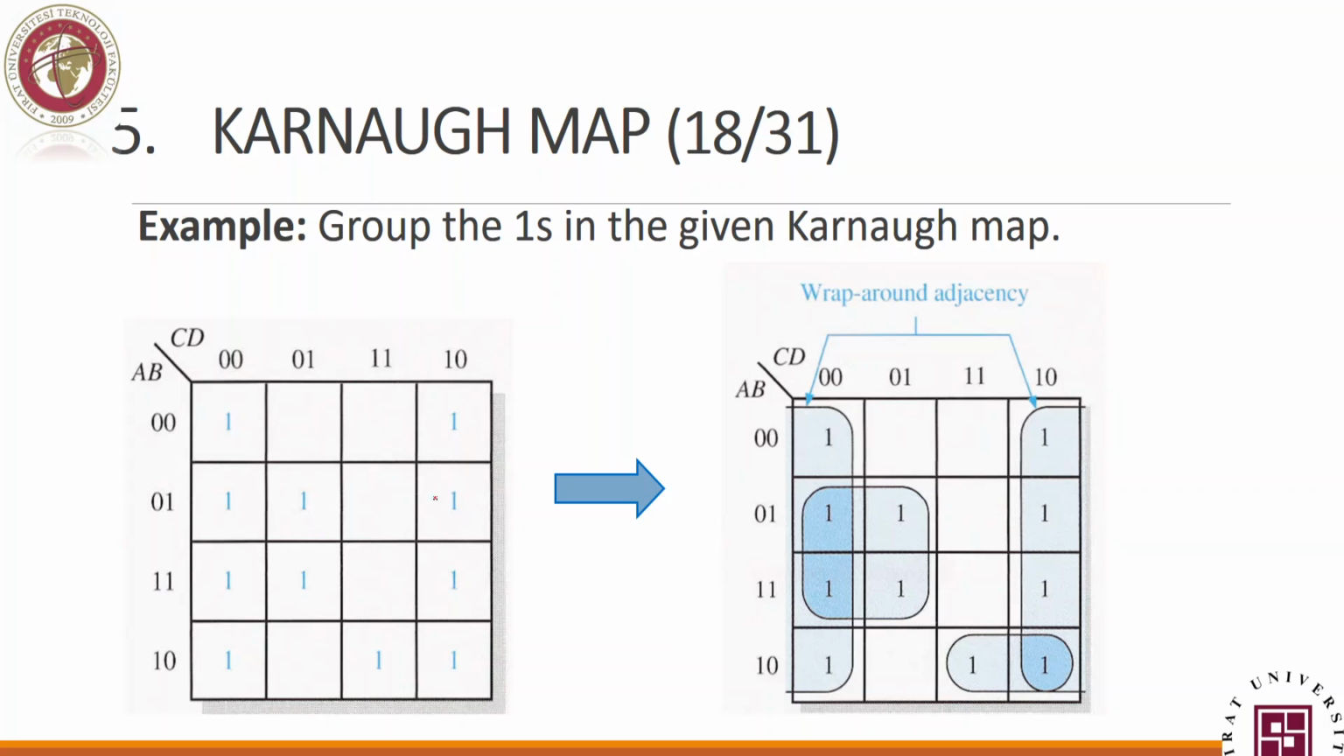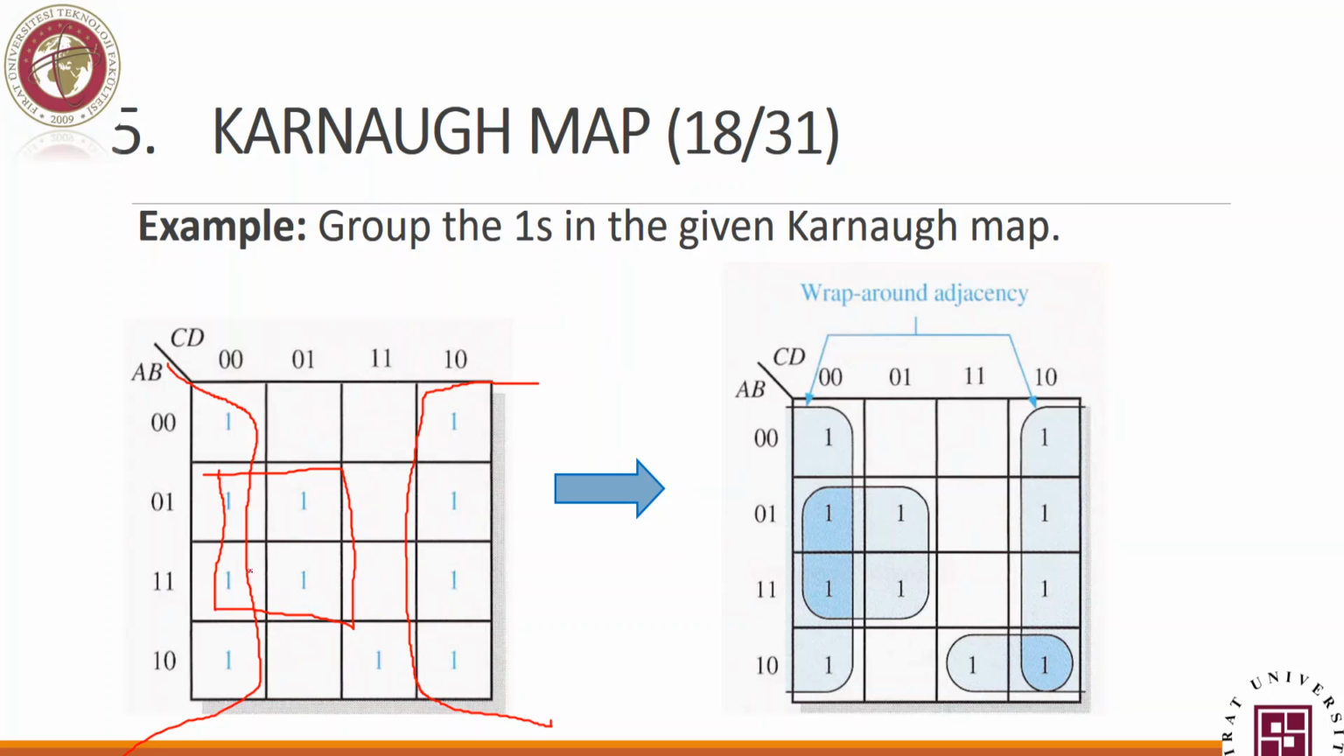Let's say we have the Karnaugh map like this. How can we group them? Now look at this part and this part, they are adjacent. So what we do, we wrap around here, along with this. What is left? We can take this one, 4. So here we took 8, wrapping around. Okay, wrap around adjacency. Then we take 4.